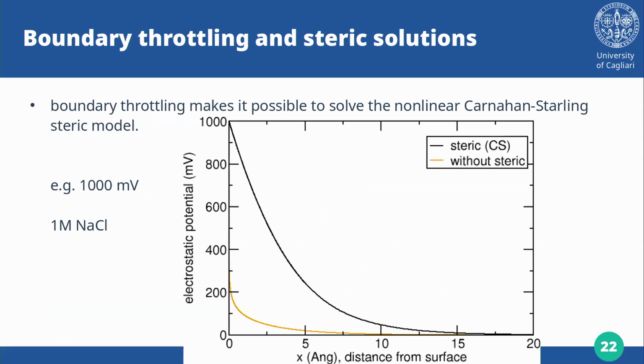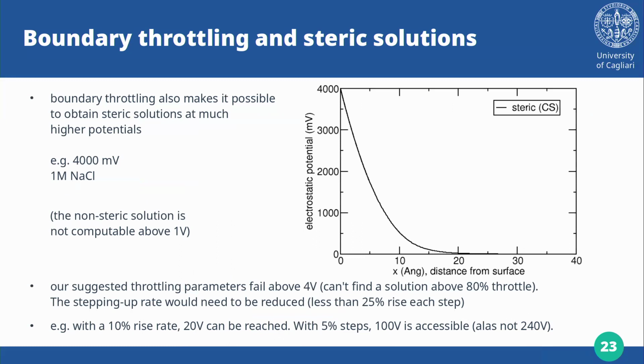This is the effect of the finite size. It's quite a big difference from the naive model of the electrolyte. And in fact, we can push that up using that algorithm to 4 volts. So we can start to deal with battery applications or electrochemical applications. 4 volts is the limit using the algorithm at steps of 25%.